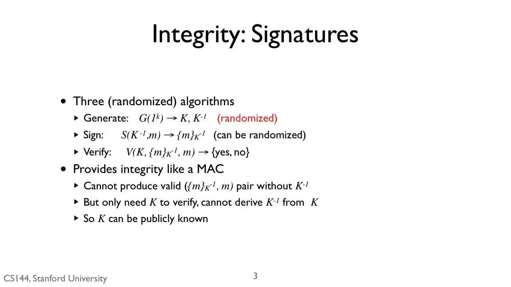You can use public key cryptography for integrity as well, using something called a signature. Again, you have three functions: generate, which generates a pair of keys; sign, which takes the private key; and verify, which takes the public key. A signature provides integrity like a MAC. You can't produce a valid signature for a message M without the private key, but anyone can verify it with the public key. Furthermore, you can't derive the public key from the private one.